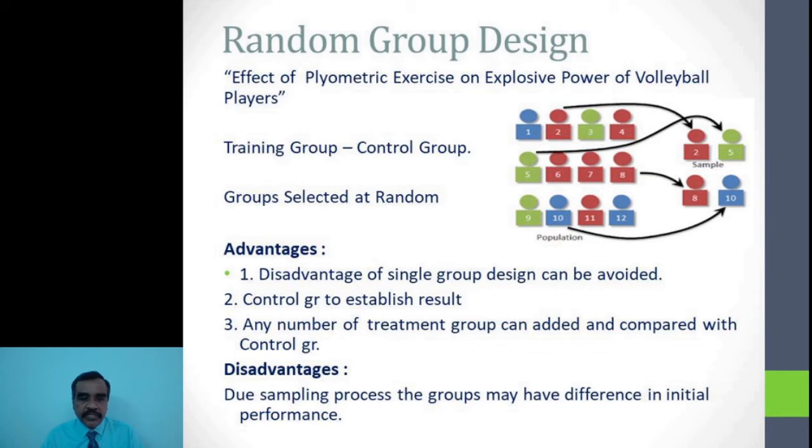Disadvantage: due to the sampling process, the groups may have differences in the initial performance. We are using random sampling, so there may be an initial difference in the selection of subjects to the groups. Sometimes, due to random sampling, the possibility of very good players going into a particular group and the poor players going into the other group exists. So random group sampling may sometimes give an initial difference in performance. It will affect the entire result of your study. This is called the disadvantages of the random group design.